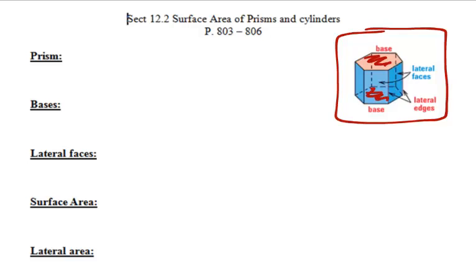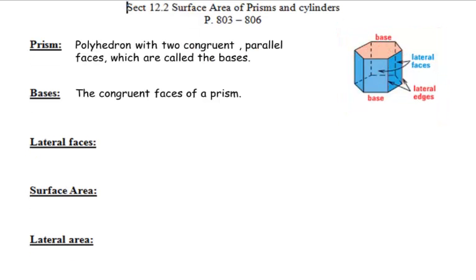And remember, the sides are connected by connecting the vertices. From the top base to the bottom base, we connect vertices. So all the sides on a prism are going to be rectangles. All right, so let's start looking at how we figure these things out. Next slide says, a prism is a polyhedron with two congruent parallel faces called the bases. So they're parallel sides, which we just talked about. The congruent faces then are the bases. Again, we just talked about.